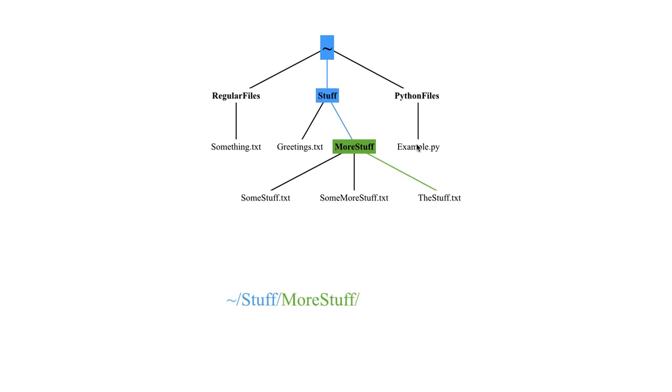And then within more stuff, we should find the file that we're interested in, which is the stuff.txt. And then that's our ending point, and the end result is this would be the file path to get us to the stuff.txt.